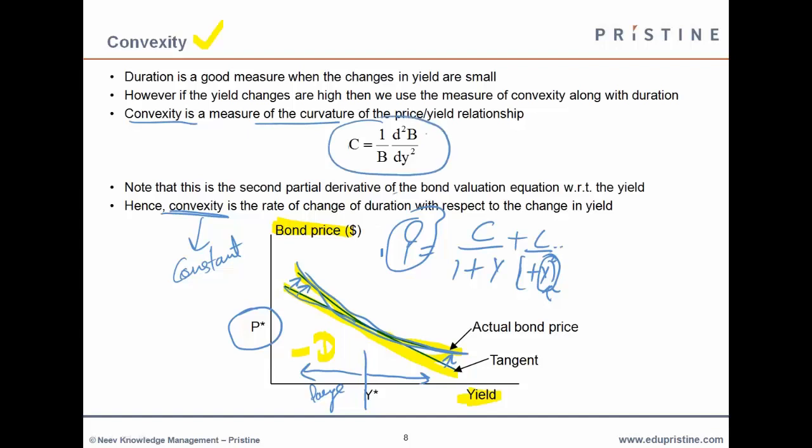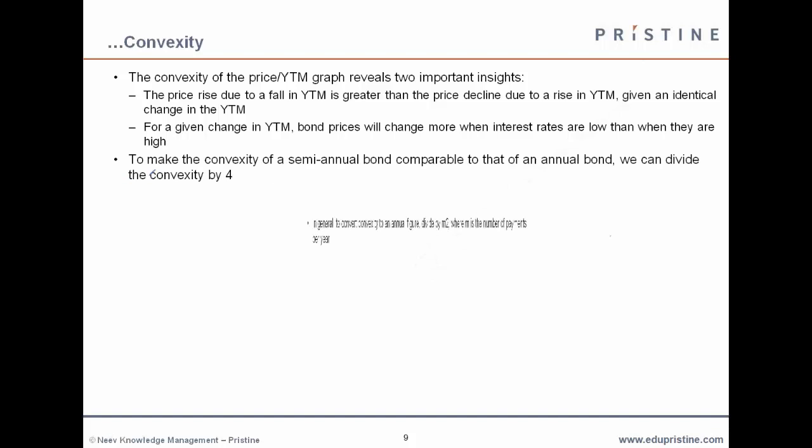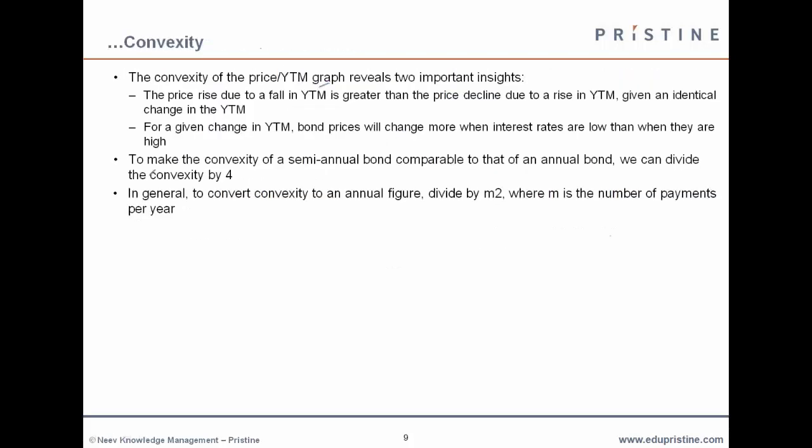It is the second derivative of the price of the bond, where B is equal to the price of the bond, times 1 by B. Don't worry too much about it. All you need to remember from the exam point of view is this. There are two important insights that convexity reveals.